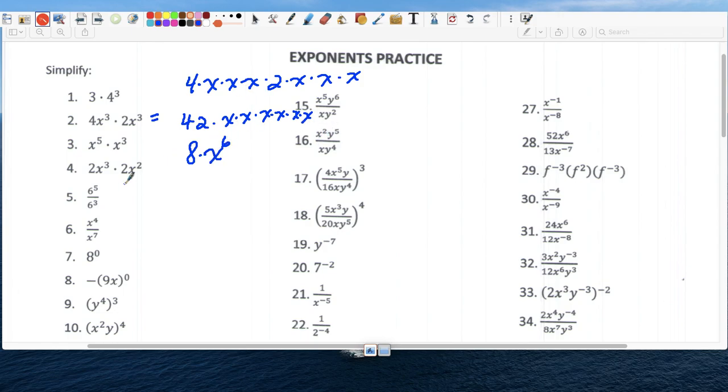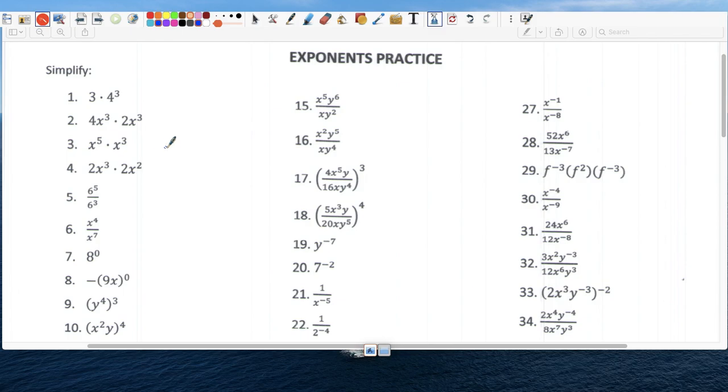Now, what we learned today, instead of doing what I just did, was look at the bases. So we have a 4 and a 2. They're not the same base, right? But we can multiply. 4 times 2 is 8. And then x cubed and x cubed, they share the same base, and the base is x. And if they share the same base, what can we do with the exponent? We can add, and 3 plus 3 is 6. That's the shortcut. Okay.